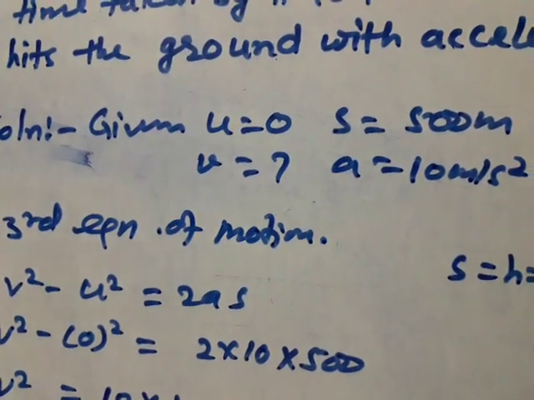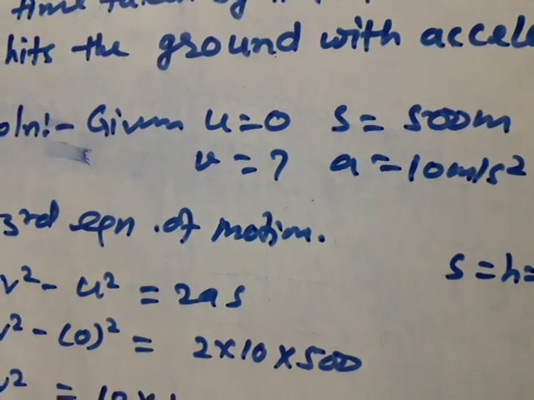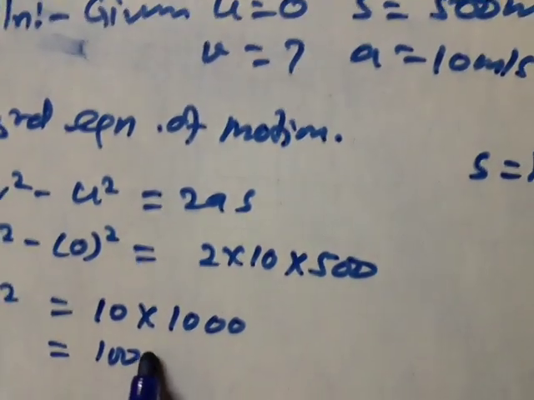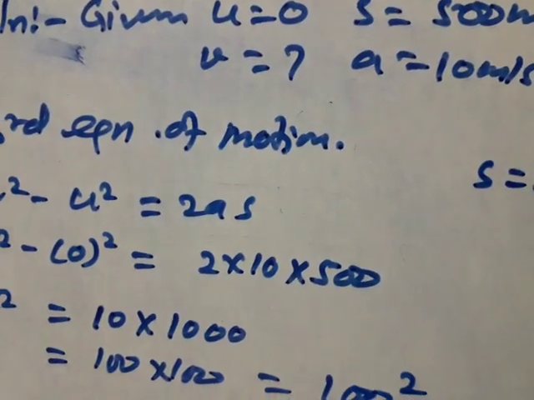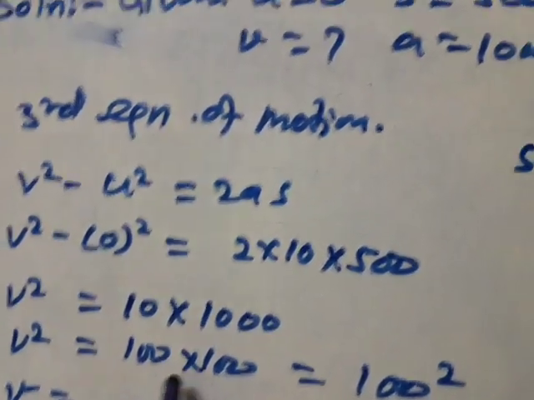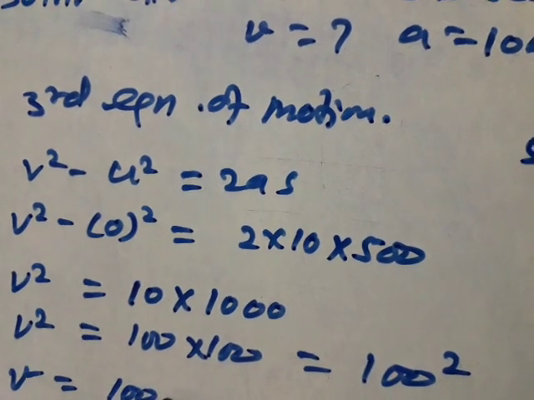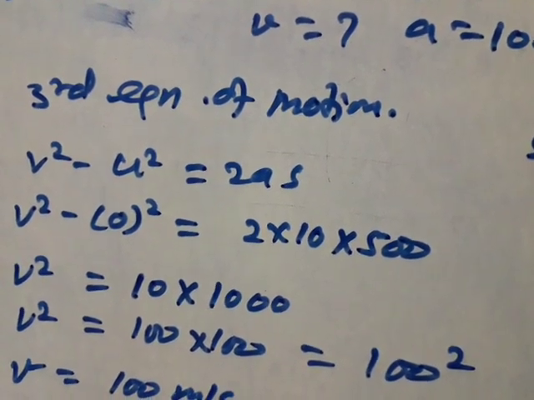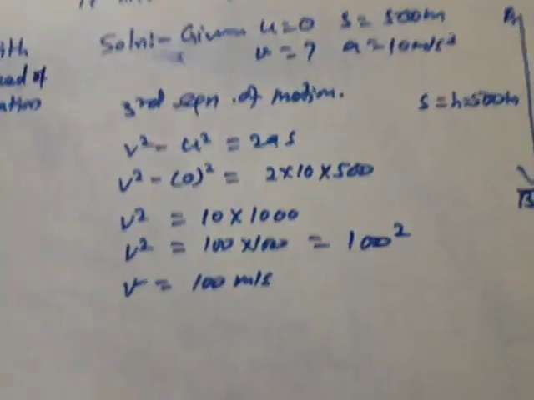Right? This will give you 100 into 100, that is 100 square. Clearly v is equal to the square root of this. So this will give us 100 meter per second. The final velocity is 100 meter per second.